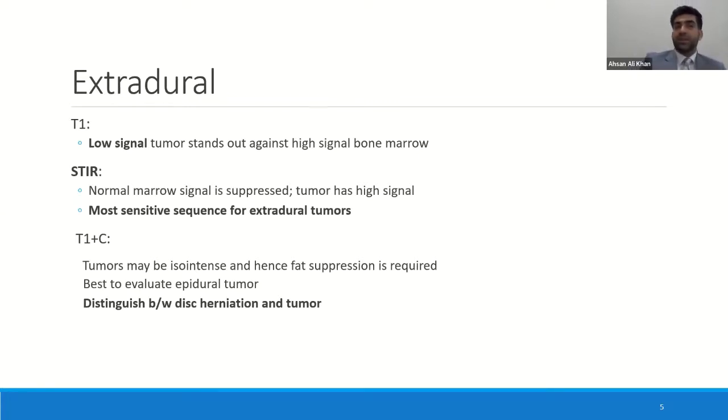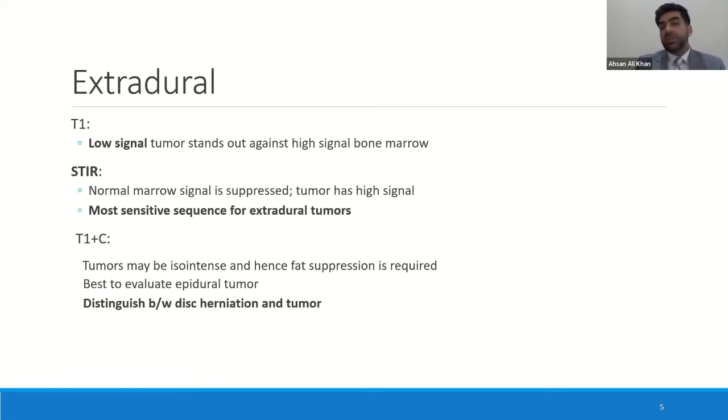So again, right now, just showing you some text, I want you to understand a few things before jumping to the scan itself. So extradural, when you look at the extradural tumors, you will see T1 low signal tumor that stands out of high signal bone marrow.